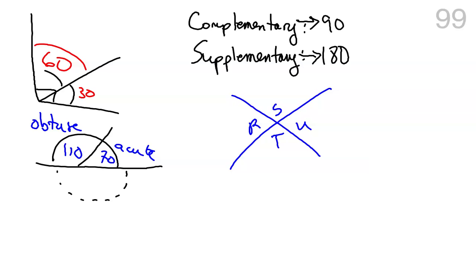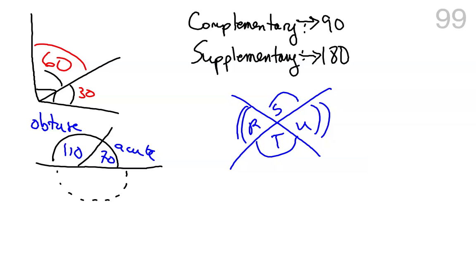Okay, it says which pairs of angles are congruent. Chelsea, what do you think? T, S, U. That's right. T and S have to be congruent because they're across from each other. They're called vertical. R and U have to be congruent because they are also across from each other.